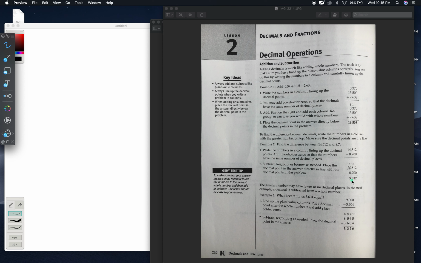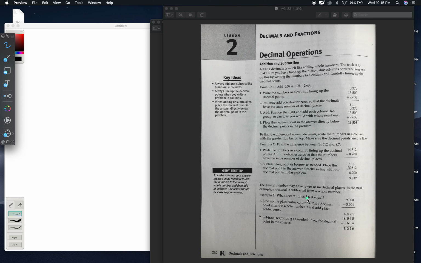Okay, the greater number may have fewer or no decimal places. In the next example, a decimal is subtracted from a whole number. As you can see here, though this number looks larger, it's actually smaller because this is a whole number 9, and this is a whole number 3 with basically fractions of another whole number.